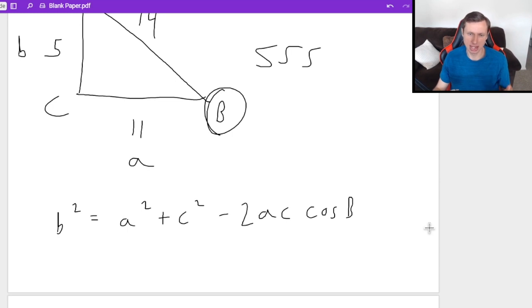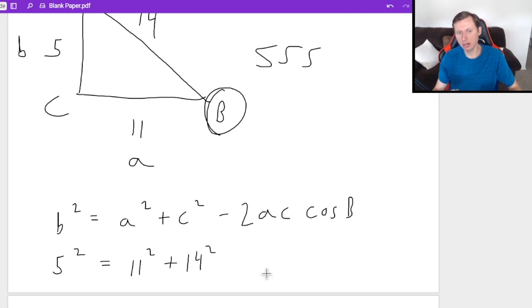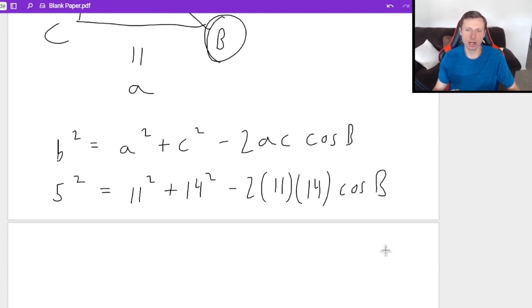Hopefully you're starting to get it now. So b squared is going to be 5 squared equals 11 squared plus 14 squared minus 2 times 11 times 14 times cosine b. And now I've got to try and solve for b. This one's not going to be as easy as the last one in terms of the algebra, but that's fine.